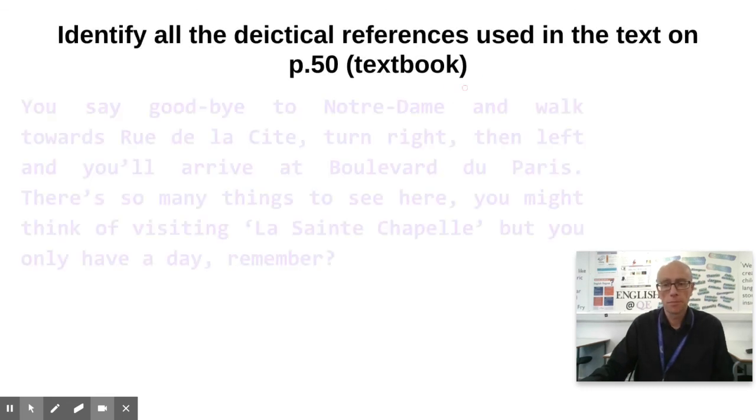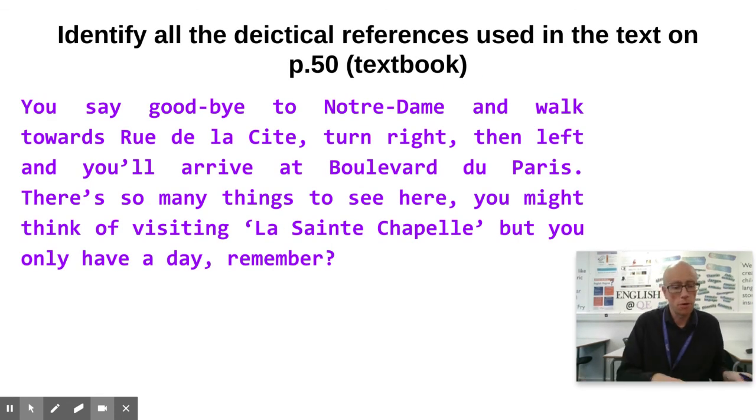Here's an example of this in practice. So this is on page 50 in your textbook. It's taken from an internet tour guide to Paris. And what you have to do is identify all the deictical references used in the text. This is just the beginning of it, actually, but it's much longer in the text on page 50. You say goodbye to Notre Dame and walk towards Rue de la Cité. Turn right, then left, and you'll arrive at Boulevard du Paris. There's so many things to see here. You might think of visiting La Sainte-Chapelle, but you only have a day, remember?